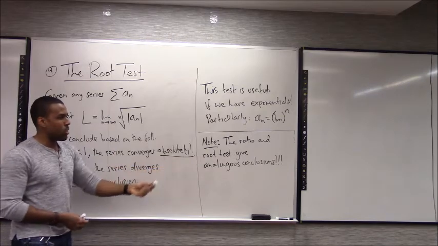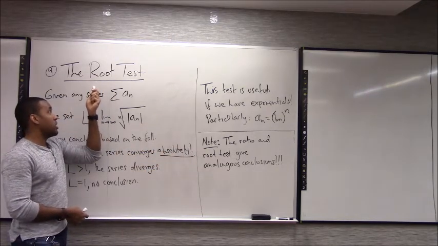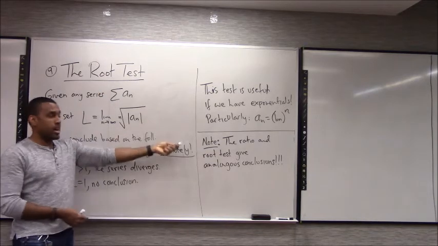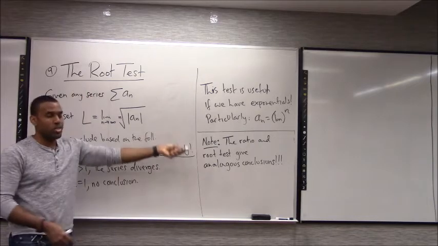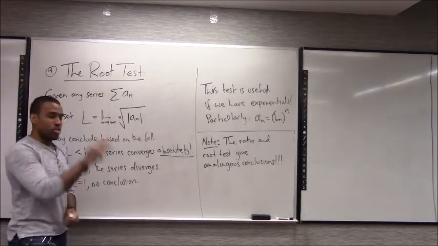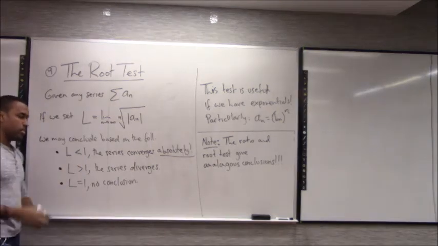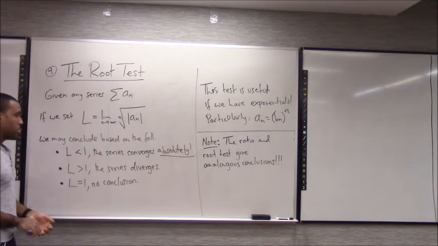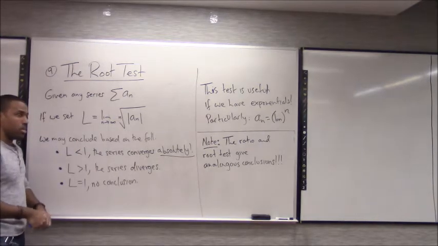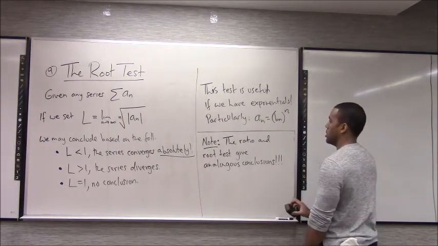So if the ratio test can't work out, then the root test's not going to work out. If this one's not going to work out, that one's not going to work out. If you try this and it doesn't work, don't try that. And if you try the ratio test and it doesn't work, don't try this. You have to try a completely different test. The ratio test and the root test are very close together. Their conclusions even look the same because they behave the same way.